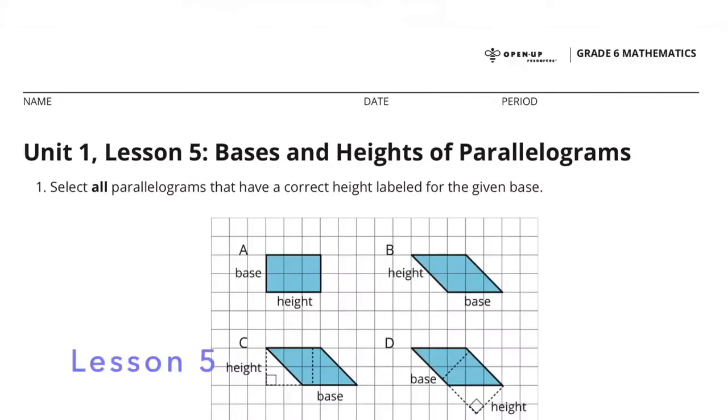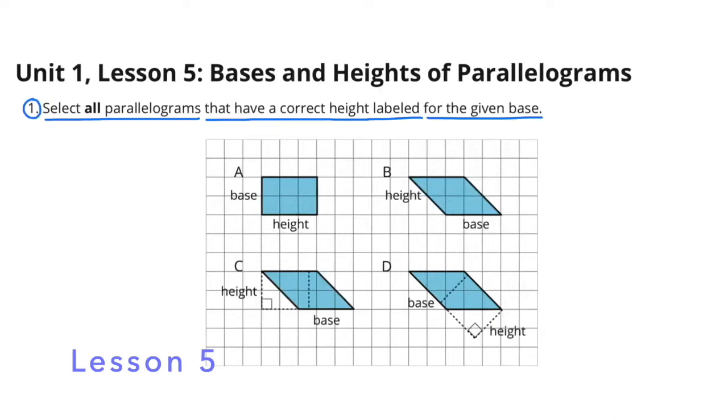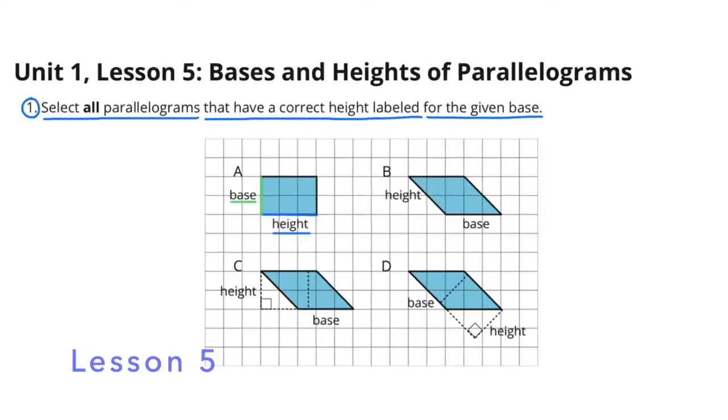Unit 1, Lesson 5, Bases and Heights of Parallelograms. Number 1, select all parallelograms that have a correct height labeled for the given base. In relation to the base, the height's going to be at a 90-degree angle. Figure A. They've labeled height and base, and you'll notice that the height is at a 90-degree angle compared to the base.